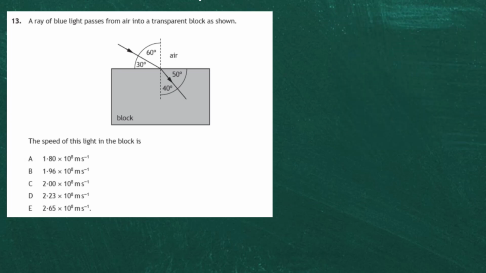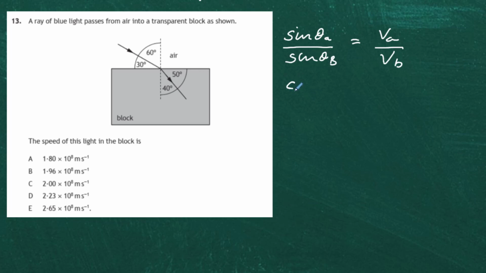Changing the subscripts a little bit to suit our problem, we have sine theta in the air, always start with the air first, sine theta in the air divided by sine theta in the block, that's the block angle, is going to equal the speed of light in the air divided by the speed of light in the block. So we can put in our numbers for this.